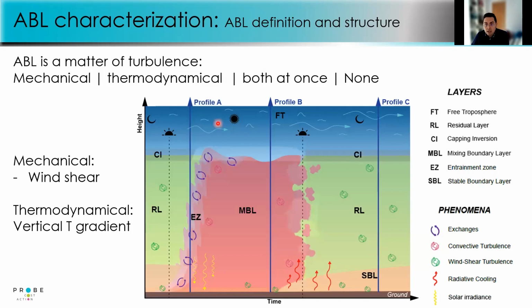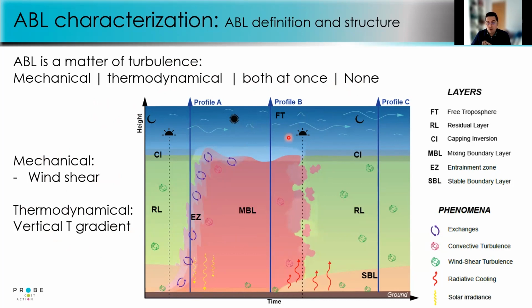The ABL is mainly a matter of turbulence, which can be mechanical or thermodynamic. Obviously we can have both or none in the ABL. The mechanical turbulence is linked to the wind shear, and the thermodynamic one is linked to the vertical temperature gradient. The power supply of the ABL turbulence is mainly the sun.